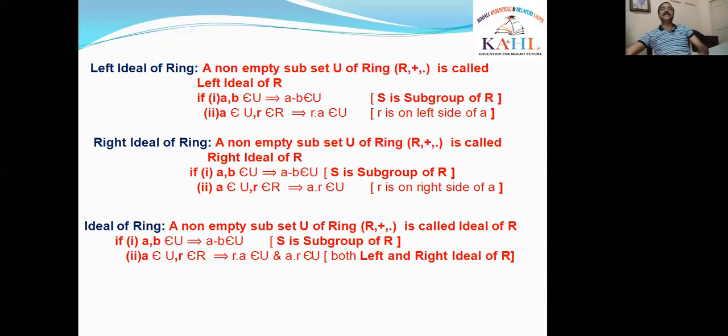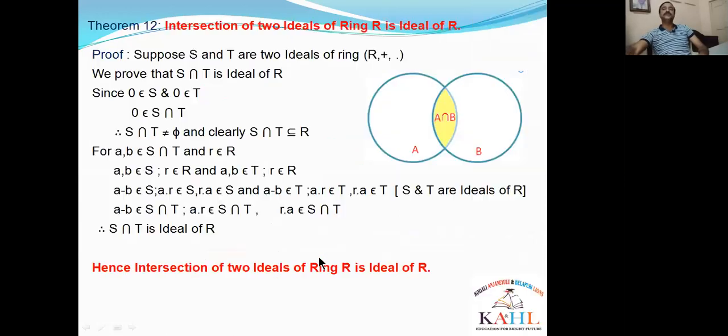If we observe, in the ideal the two bits are: A, B belongs to U implies A minus B belongs to U, and r·A, A·r belong to U. Similarly, here S is an ideal, so A minus B belongs to S, and A·r, r·A both are in S. Similarly, for A, B belongs to T and r belongs to R, T is an ideal. Again applying the ideal definition: A minus B belongs to T, A·r belongs to T, r·A belongs to T.